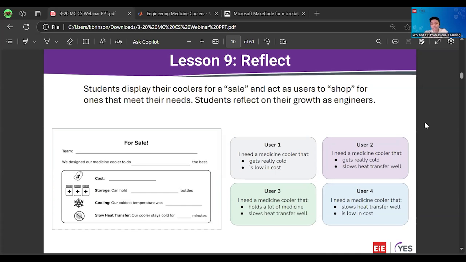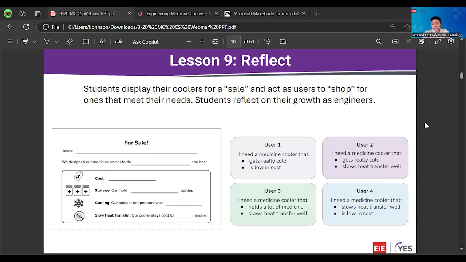And once they have this up with their own plot from all their data points that they've recorded through testing, they actually all get assigned a different user. So these are the 4 users that students would be assigned, and they actually get to go shopping for one of the medicine coolers that works the best for that particular user.